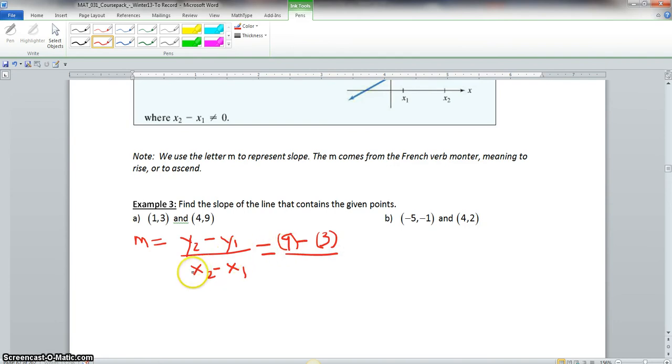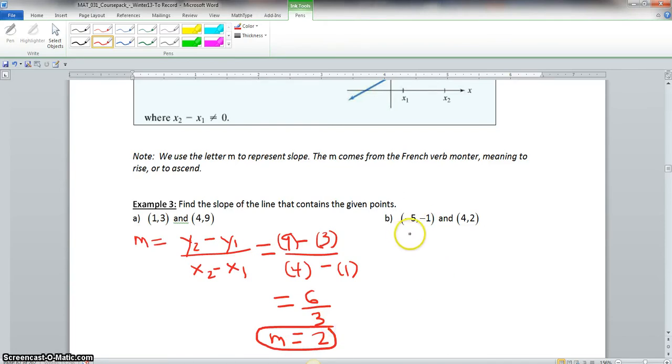Now we go to the x's. We take the x in the second ordered pair, which is 4, minus the x in the first ordered pair, which is 1. Now we take 9 minus 3, which is 6, and 4 minus 1, which is 3. 6 divided by 3 is 2. So our slope is 2.